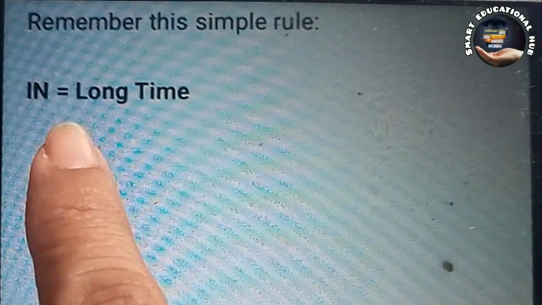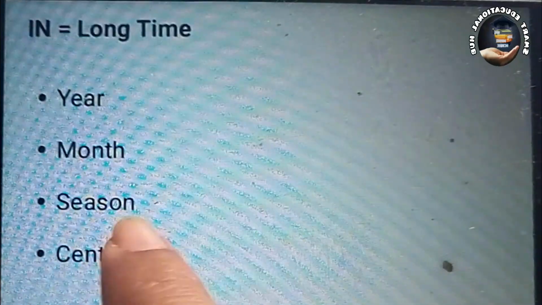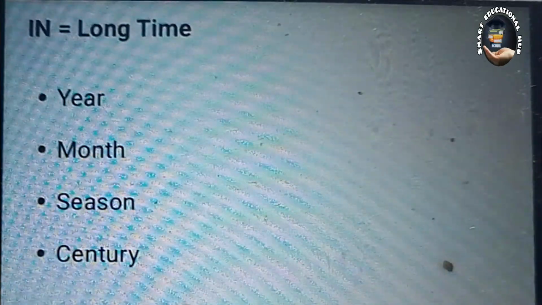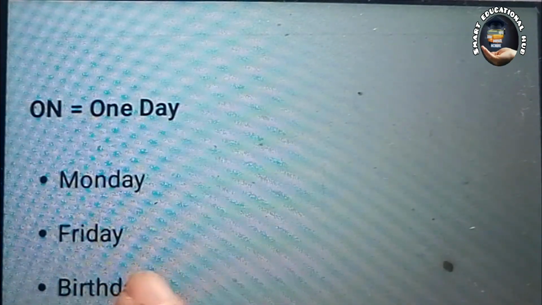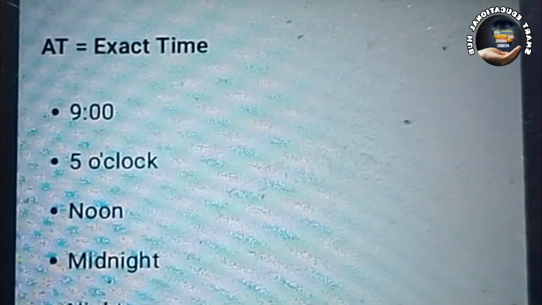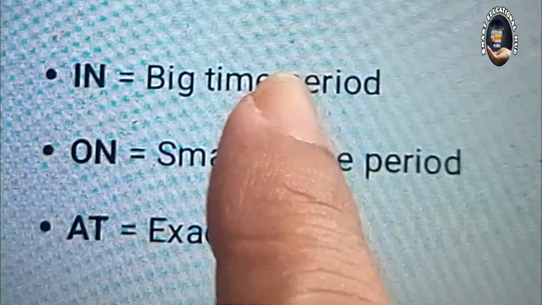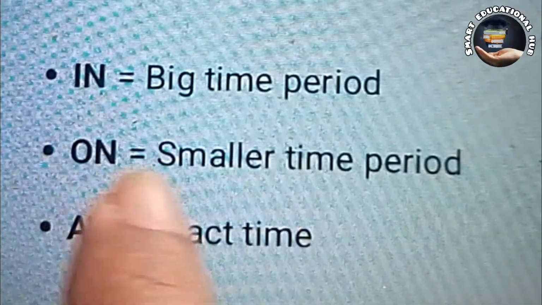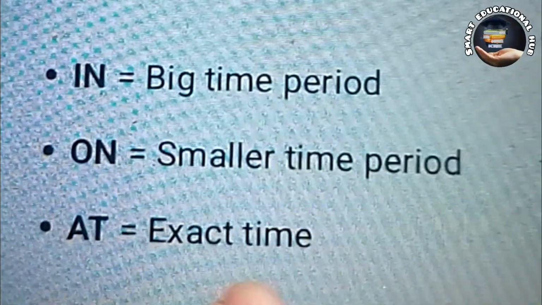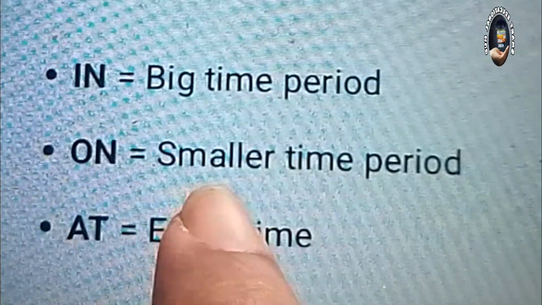For example, in, we will use in for long periods, just like year, month, season, and century. But on, we will use on for one day, just like Monday, Friday, birthday, holiday. And at for exact time, just like 9, 5 o'clock, noon, midnight, night. So it's a very simple way to remember this: in for a big time period, on for a smaller time period, and at for exact time.